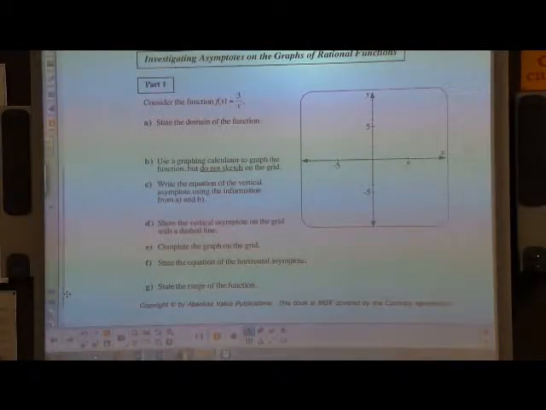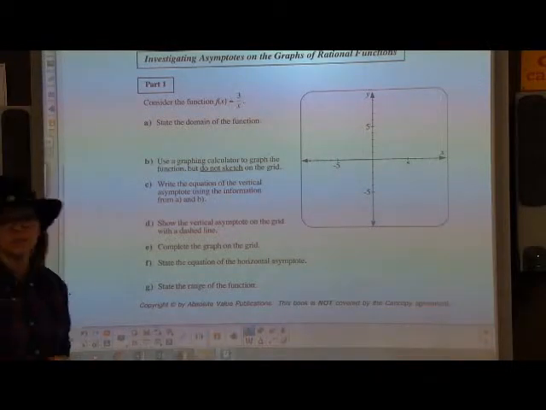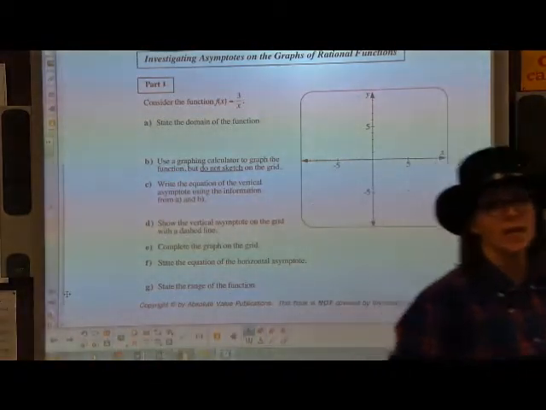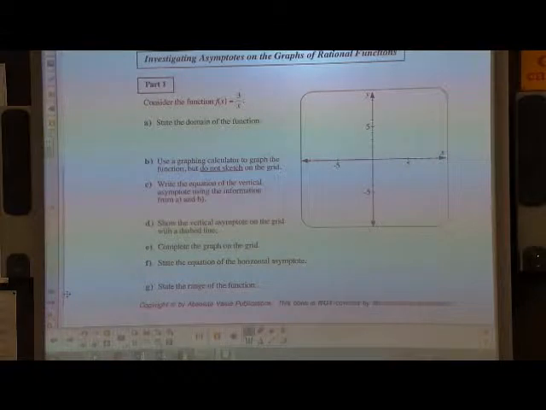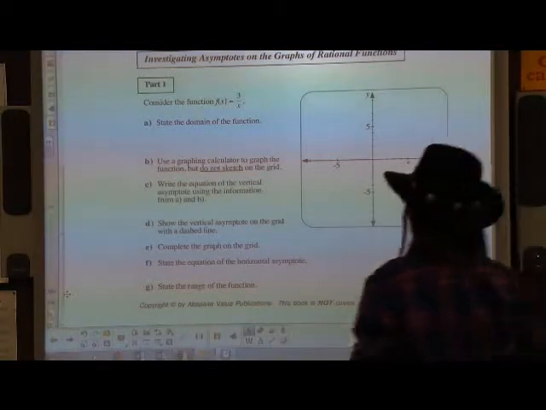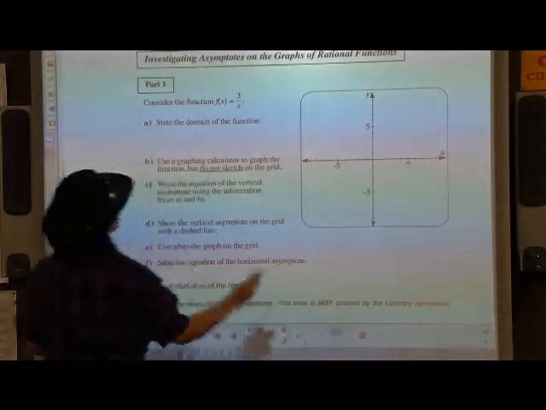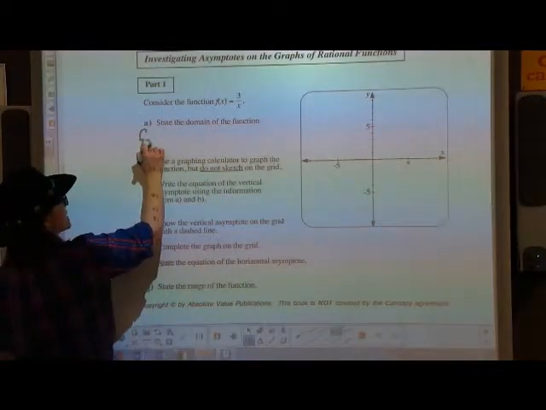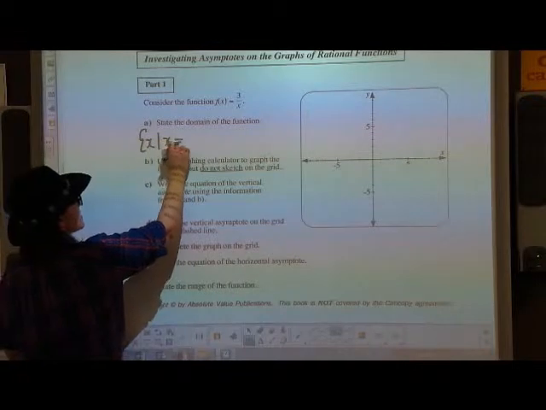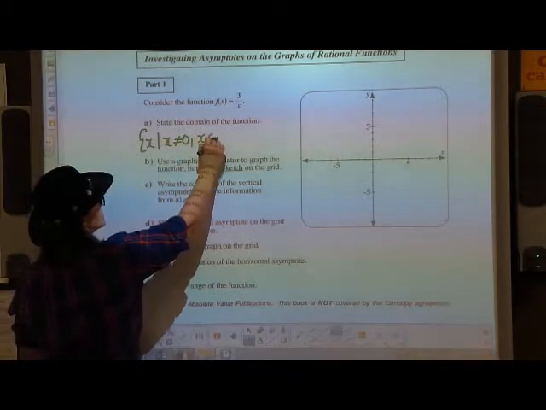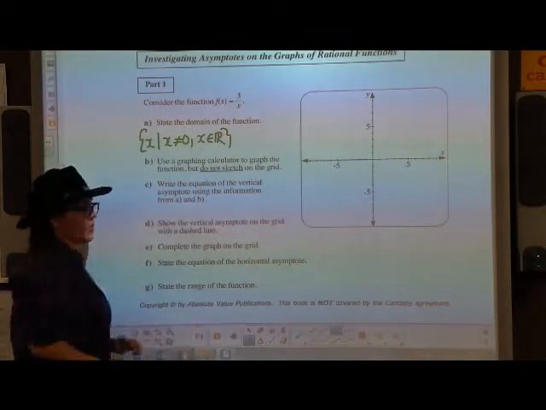So consider the function f of x equals 3 over x. What is the domain of this function? So are there x values that I cannot have? Or could x be anything? It can't be 0. x cannot be equal to 0. So the domain would be the set of x values such that x cannot equal 0, but it could be anything else.